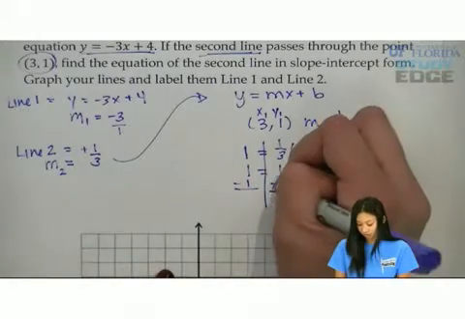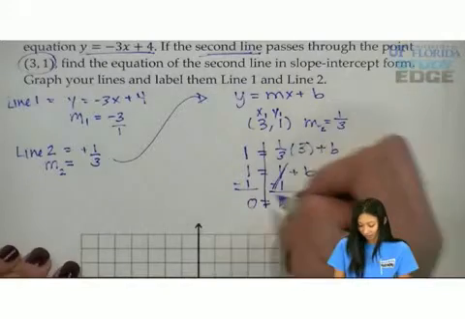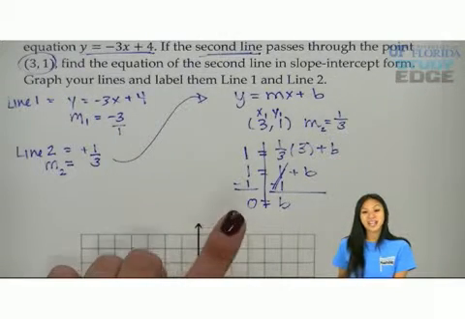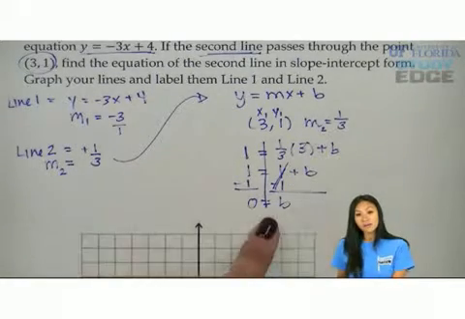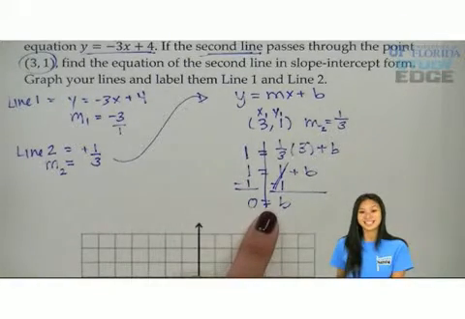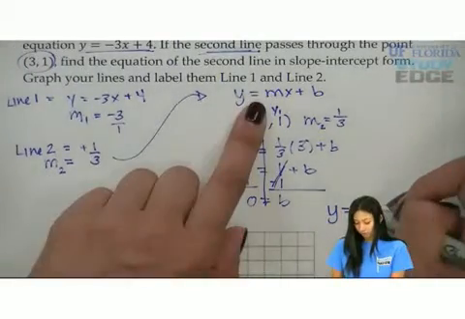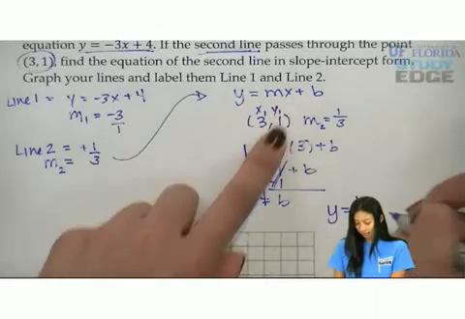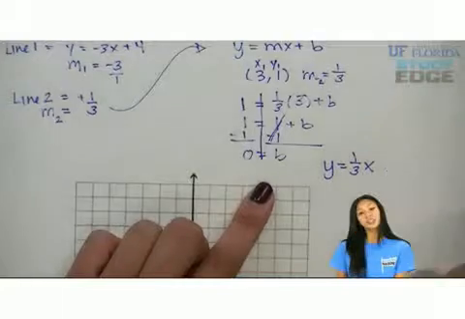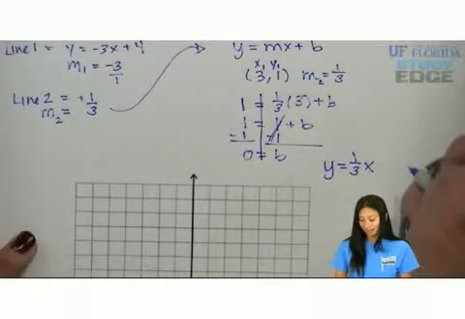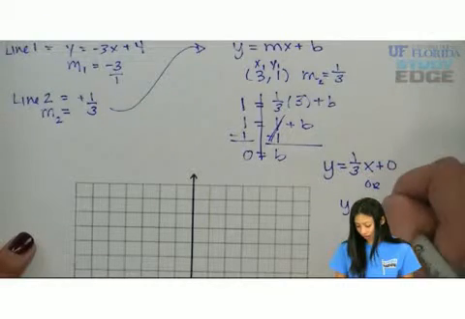1 minus 1 is 0, so now b is by itself. 1 minus 1 on this side is also 0. So the y-intercept was actually 0. I have slope 1/3, but my y-intercept is 0. To write this equation, I have y equals 1/3 x plus 0. You could put the plus 0, or just leave it as y equals 1/3 x.